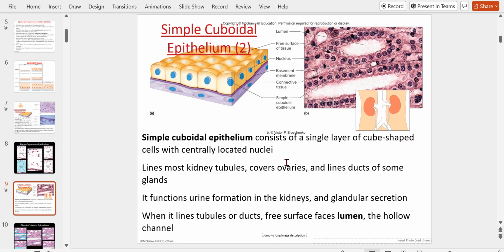Simple cuboidal epithelium consists of a single layer of cube-shaped cells with centrally located nuclei. It lines most kidney tubules, covers the ovaries, and lines the ducts of some glands. It functions in urine formation in the kidneys when it lines tubules or ducts. The free surface faces the lumen, the hollow channel. Kidney tubules, simple cuboidal epithelium.